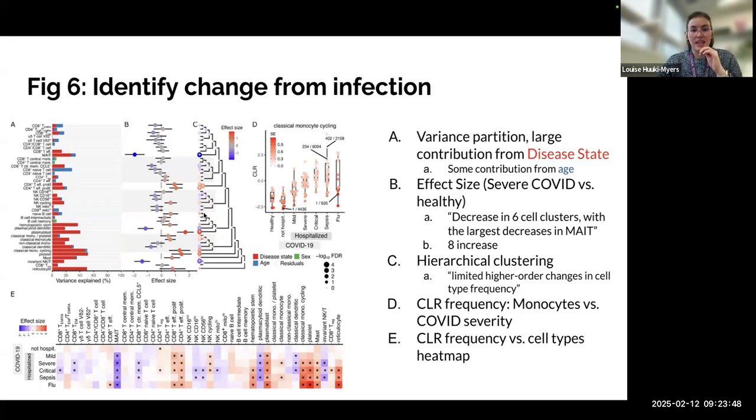Here, looking at the dendrogram, we don't see a lot of nodes that change in the same direction. So that can be different across different tests or cell types or tissues. So this is a cool way to break that down. And then again, we have the CLR values versus our different COVID statuses. Looking at the monocytes, we can see that they increase across these different categories.